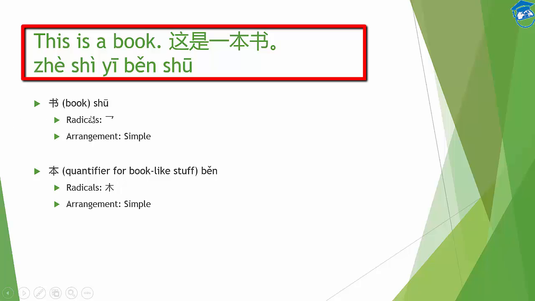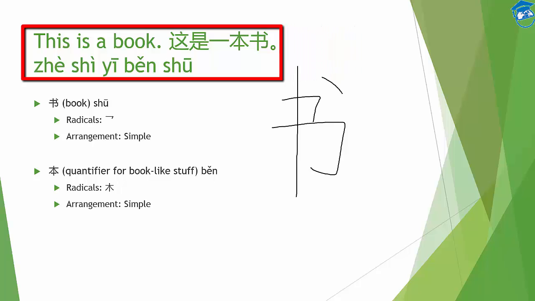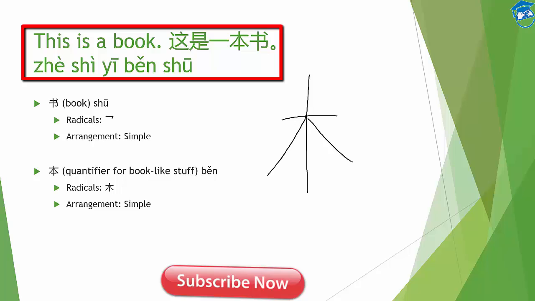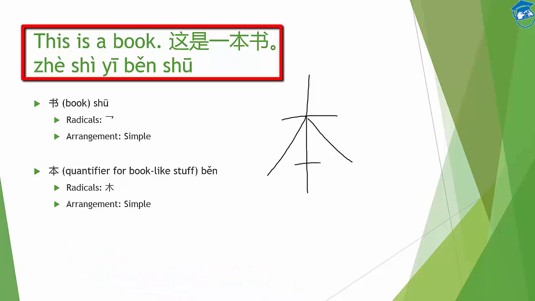So 书, book, the radical is this, the arrangement is simple. And now I'm going to show you how to write the word 书. One, two, three, and four. 4 strokes for this word. Okay. The next one is 本. The radical is this one. If you remember, this is wood, and the arrangement is simple. Okay. And here's how I write 本. 1, 2, 3, 4, 5. Okay, 本.